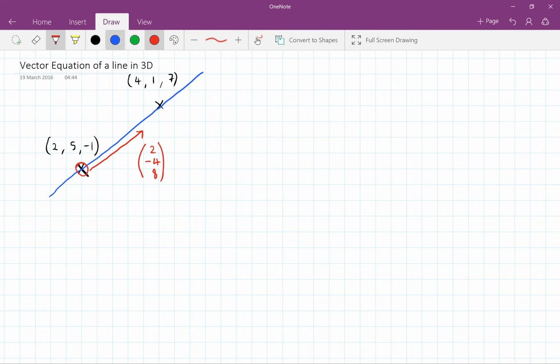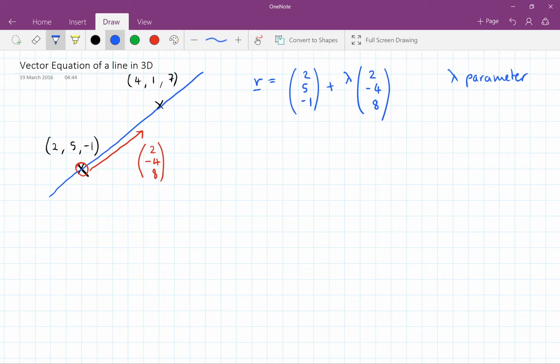So we can immediately write the vector equation of the line as a position vector of anywhere on the line is r = (2, 5, -1) + λ(2, -4, 8). So lambda, remember, is that parameter. So lambda is a parameter.